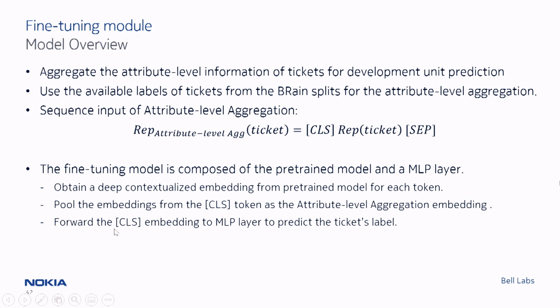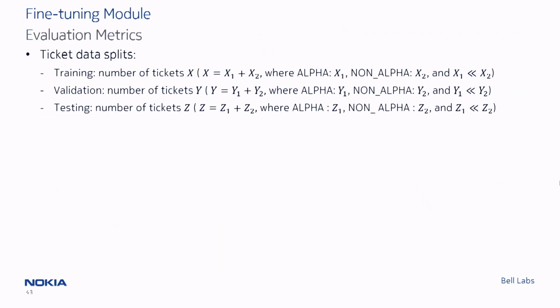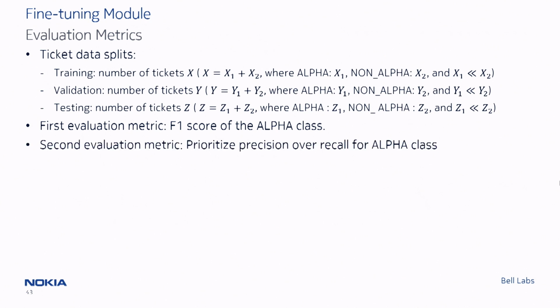For the evaluation metrics, we have these splits for data: training, validation, testing. Obviously, this data is not balanced. We have significantly more tickets that belong to the non-alpha class compared to the tickets that belong to alpha. As the first evaluation metric, we report the F1 score of the alpha class, but also, as explained by Gabriel, we would like to prioritize the precision over recall for the alpha class.